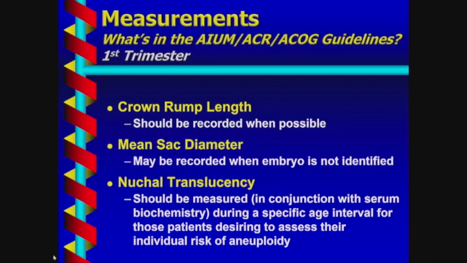And what I'll show you on the next 2 slides is an excerpt from the OB guidelines that refer to measurements. So in the first trimester, these guidelines say that the crown rump length should be recorded when possible. The mean sac diameter may be recorded when the embryo is not identified. And the nuchal translucency should be measured in conjunction with the serum biochemistry during a specific age interval for those patients desiring to assess their individual risk of aneuploidy.